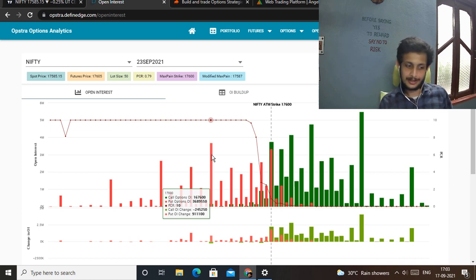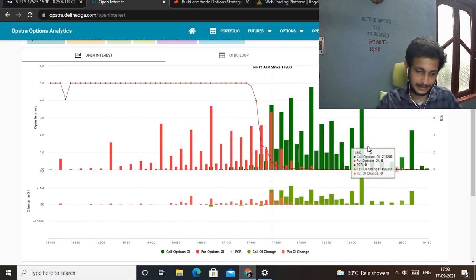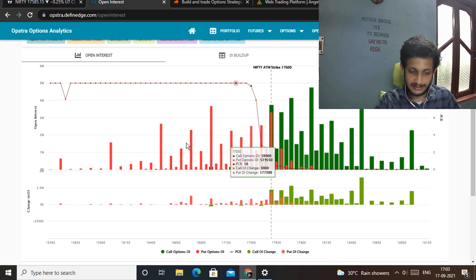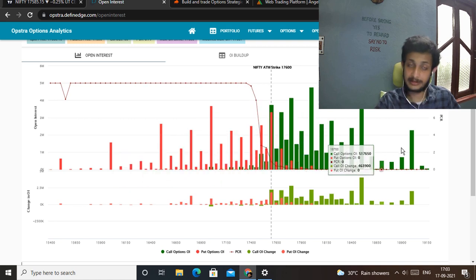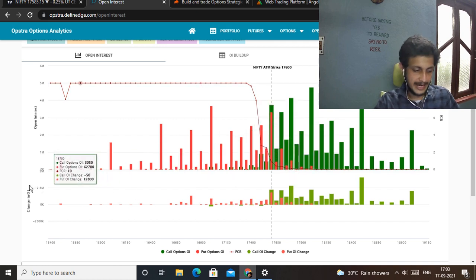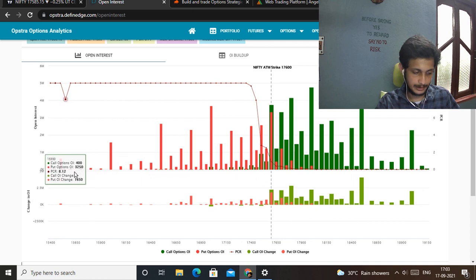So let's start. First thing I need to tell you is that in this chart I'll not pay that much importance to this traditional, normal open interest chart. This will show you the total number of contracts present till date, that is, till today, what is the total number of contracts present in the market for that expiry. But I'll give more weightage to the one below the open interest chart.